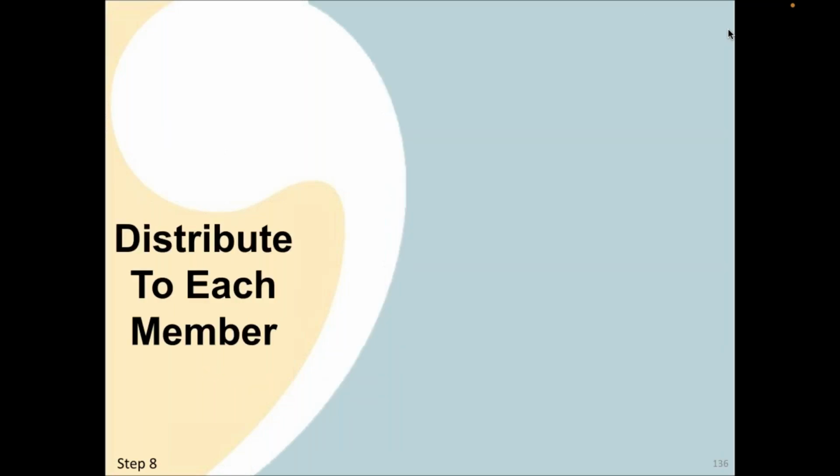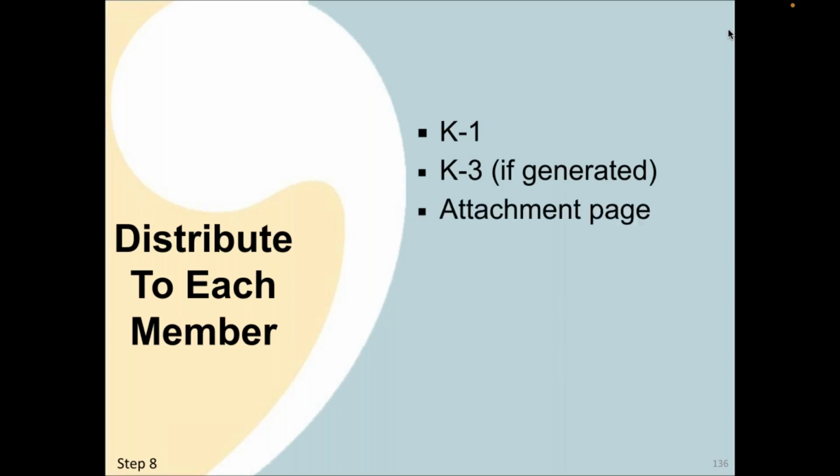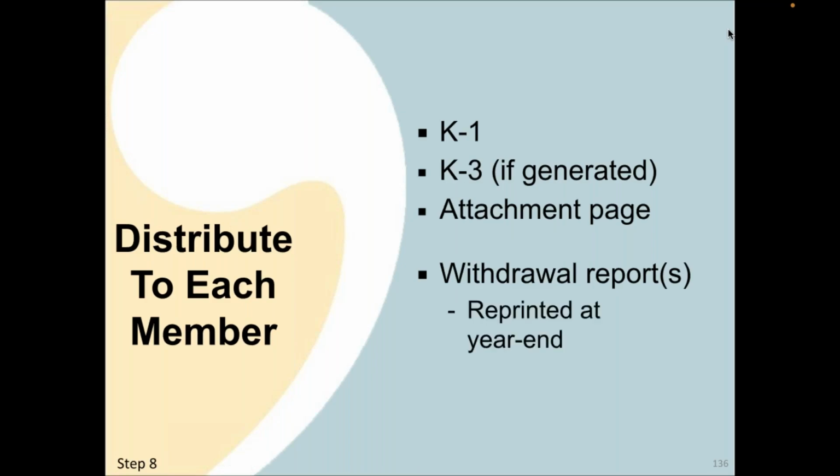If members don't download their documents, you need to distribute to each member a copy of the following from your club: their K-1 and a K-3 if it was generated, with all the attachment pages. Also give them a copy of any withdrawal reports pertaining to them that you've reprinted at your end.